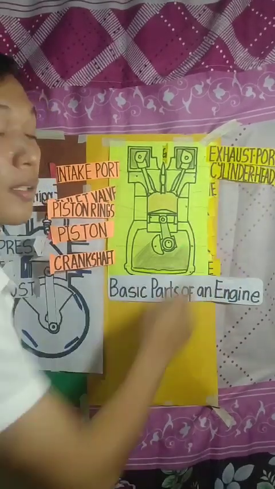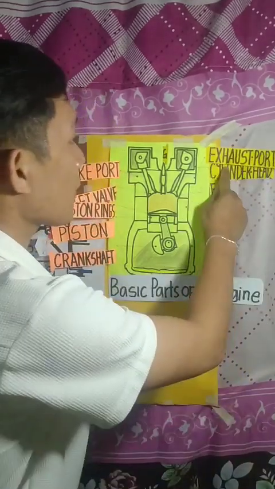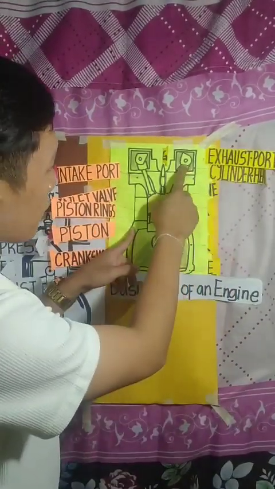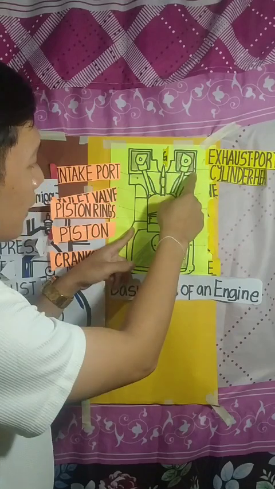Next is the cylinder head. What is a cylinder head? Cylinder head is a critical component of an internal combustion engine that sits on top of the engine block, sealing the cylinder and facilitating the flow of air and fuel mixture and exhaust gas. This is the cylinder head right here.